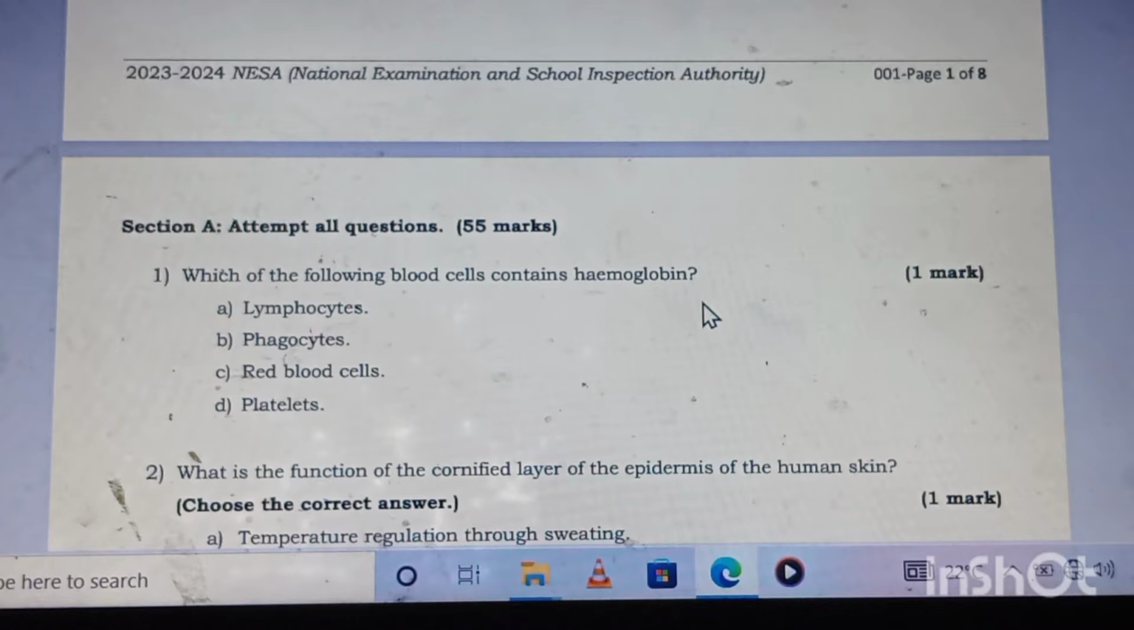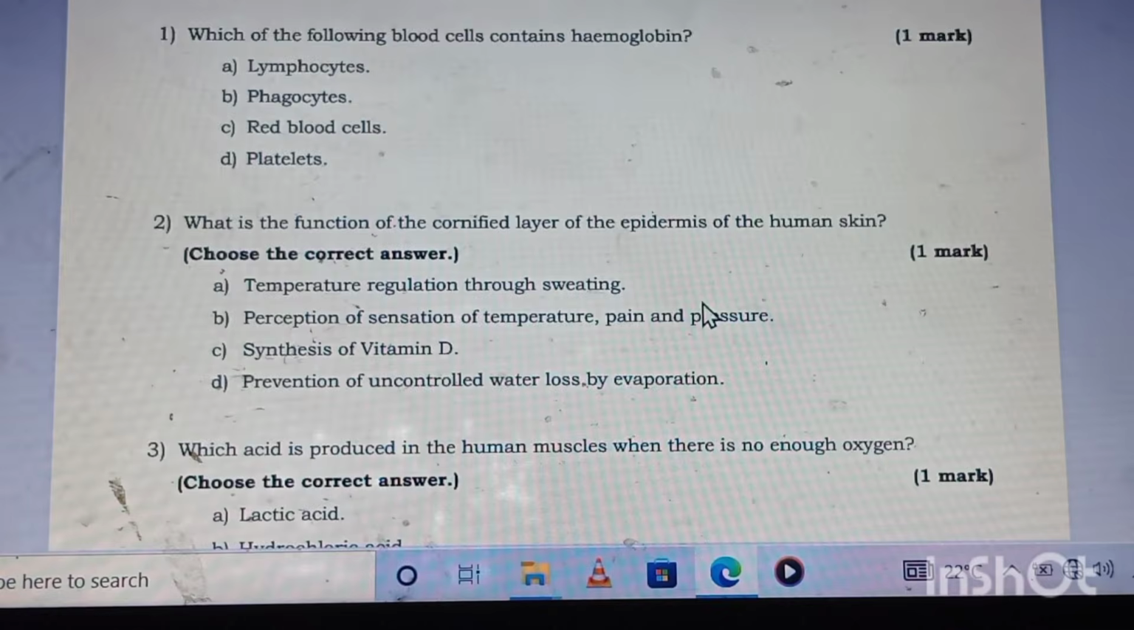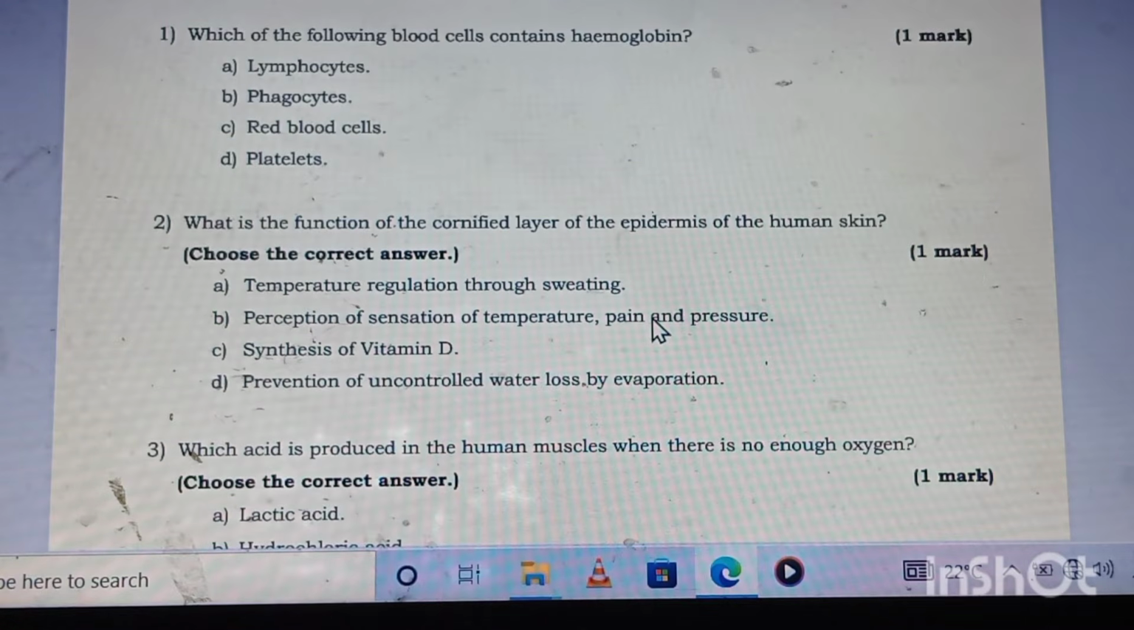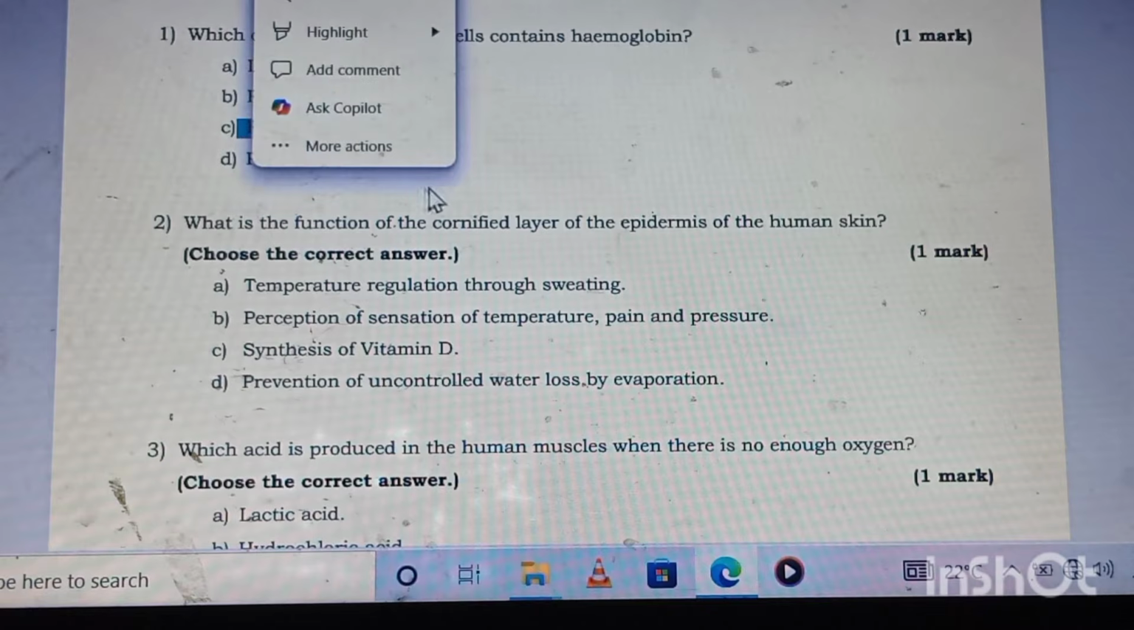Section A, attempt all questions, for 55 marks. Which of the following blood cells contain hemoglobin? First one, the lymphocytes. Is it correct? No. Phagocytosis means cell eating, and it does not contain hemoglobin. Red blood cells contain hemoglobin because they transport gases. The correct answer is letter C.